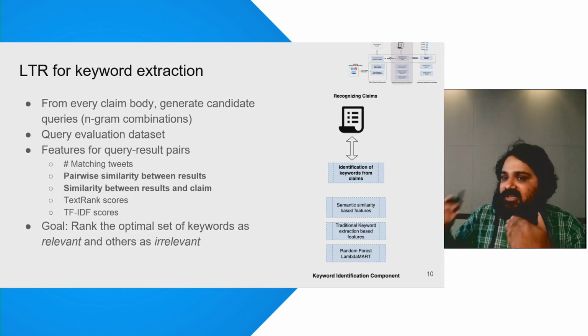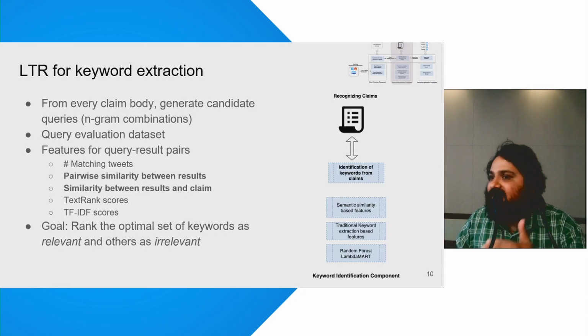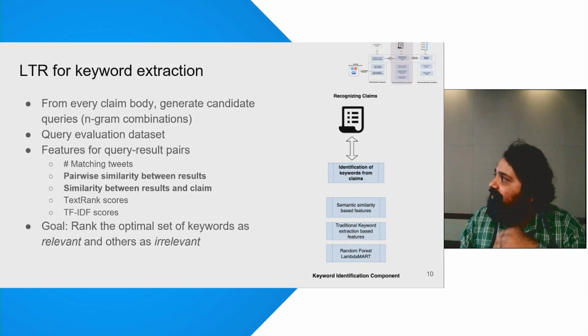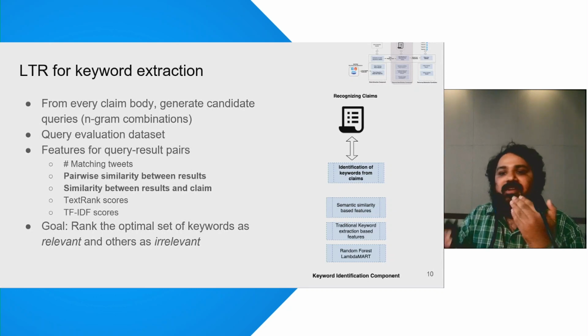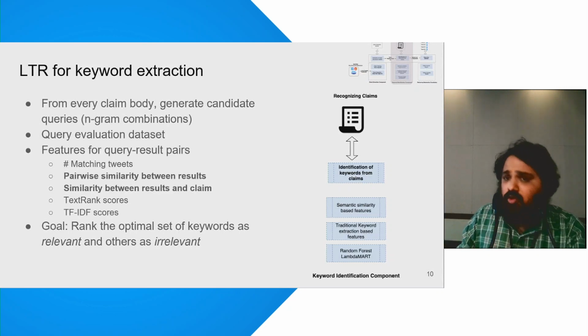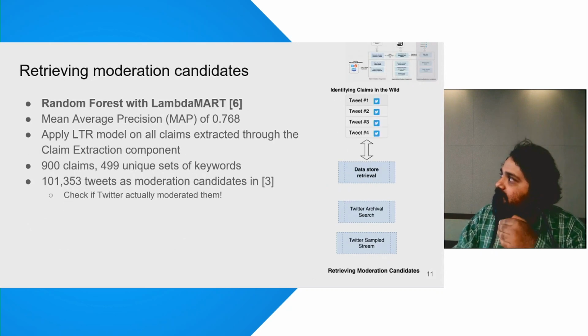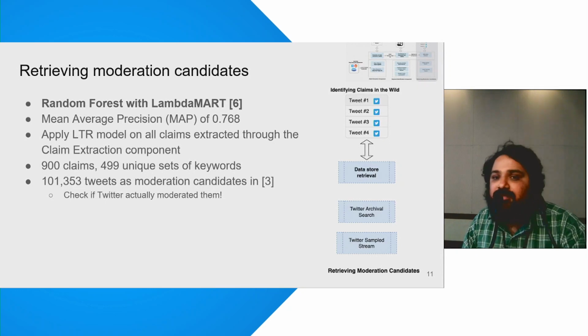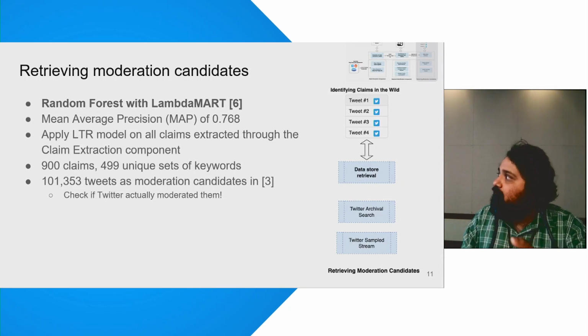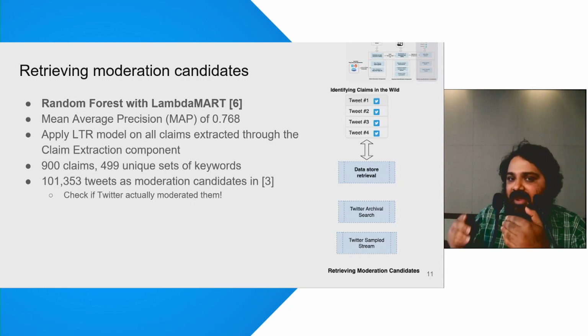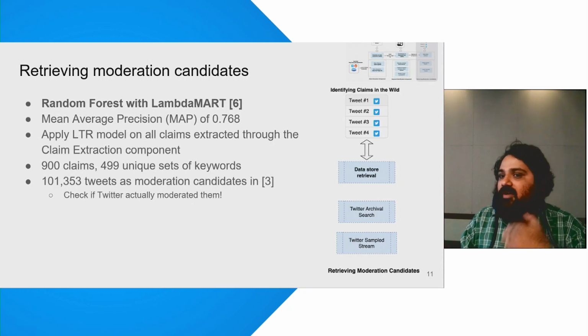So the idea is that the tweets discussing the same claim will be pretty similar to each other compared to everything else, and also pretty similar to the claim, and we can leverage these features to create a ranking model that will rank the optimal set of keywords higher than the other choices. We experimented with multiple algorithms from the learning to rank paradigm. We found a random forest method with LAMBRETTA gives the best performance, and we use this final ranking model to identify keywords for the 900 different claims that we extracted from our 2,200 tweets.